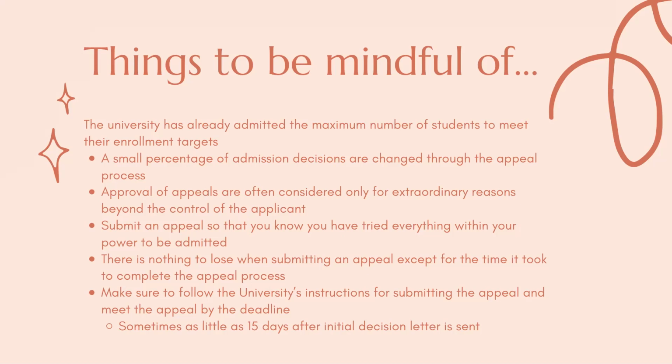You also want to make sure that you follow the university's instructions for submitting the appeal and meet the appeal deadline. That is so important. Sometimes universities only give as little as 15 days after the initial decision letter is sent to turn in an appeal. So that's why when a student gets a letter that is a denial, you want to make sure you read it very carefully so you understand how to do an appeal, how much time you have, and try to see a counselor as soon as possible so we can help you make sure that everything's perfect before you turn it in.